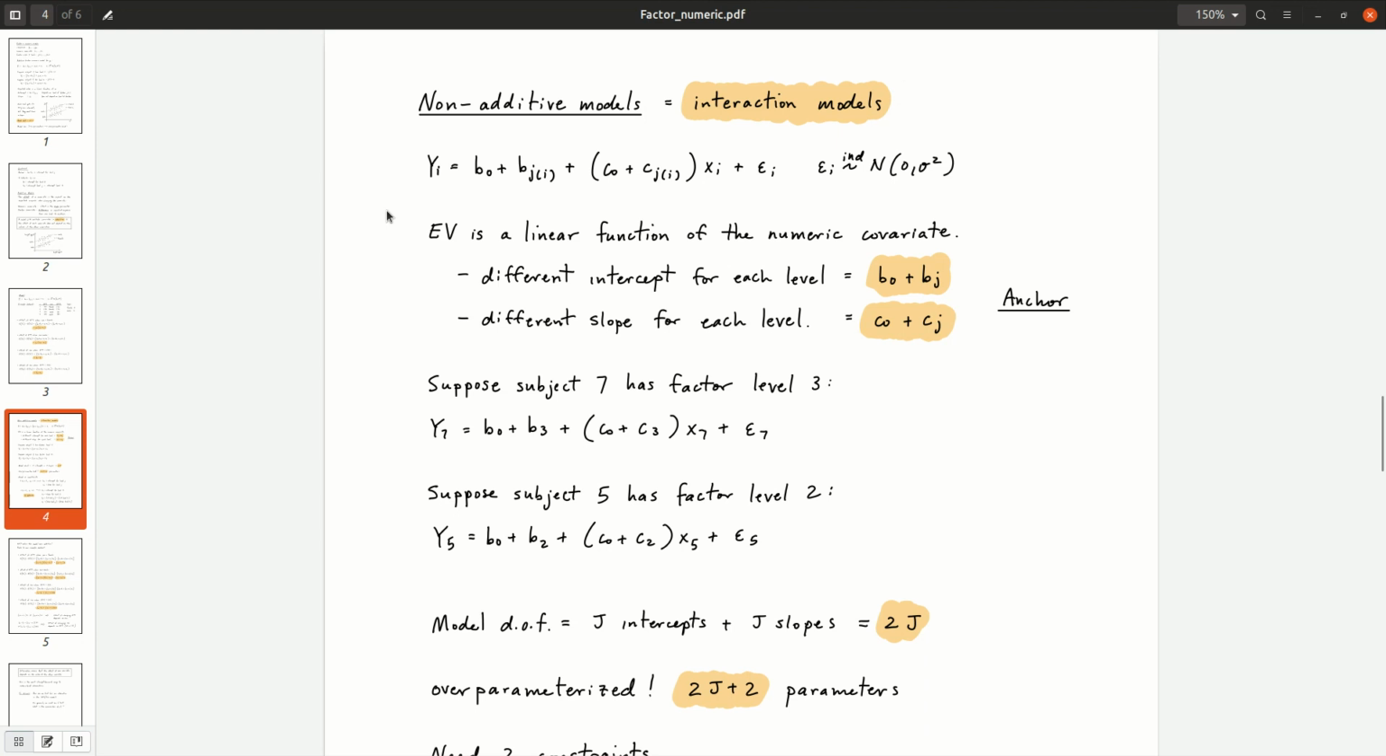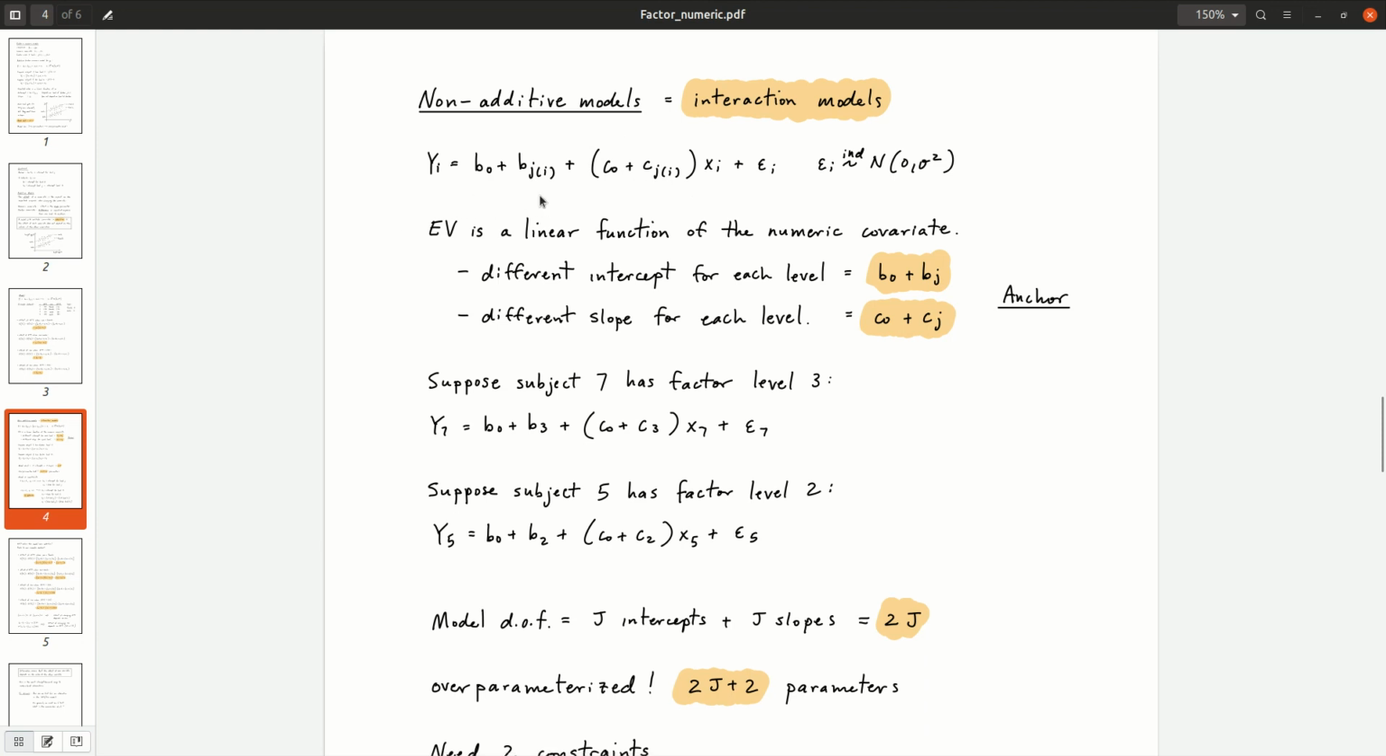All right, so let me give you what I'm calling the factor numeric interaction model. It's going to be very similar to the factor numeric additive model. The only difference is that instead of C0 times xi, it's going to be C0 plus C sub j of i times xi. So now you see why I use C0, because I'm going to have additional parameters C1 up through C capital J, which serve to change the slopes.